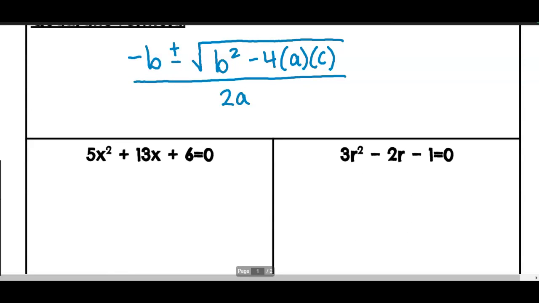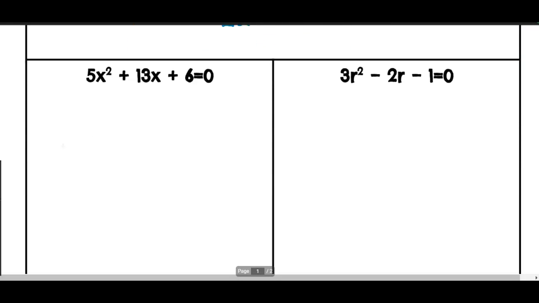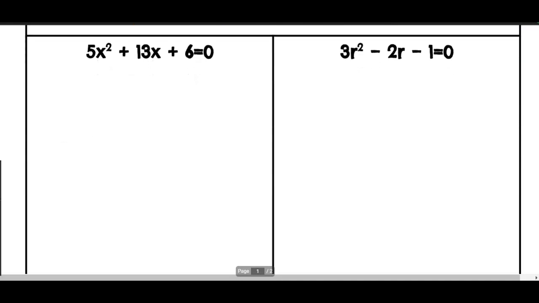So we have 5x squared plus 13x plus 6 equals 0. You always want to make sure your equation is set equal to 0. So what we're going to do is identify the a, the b, and the c. Our a value is the 5. Our b value is the 13. And our c value is the 6.